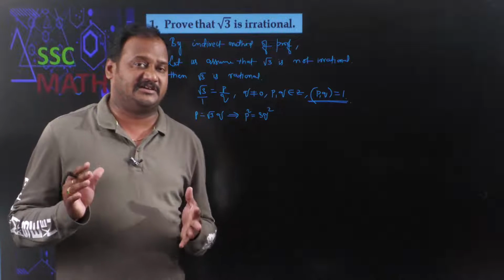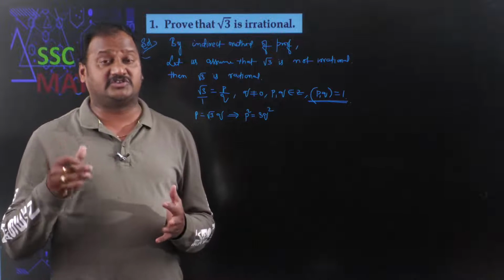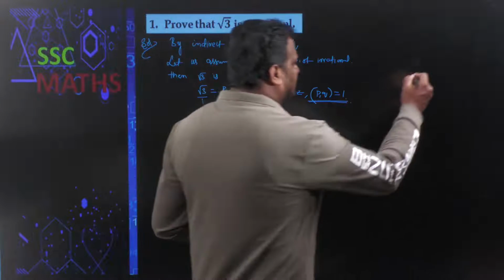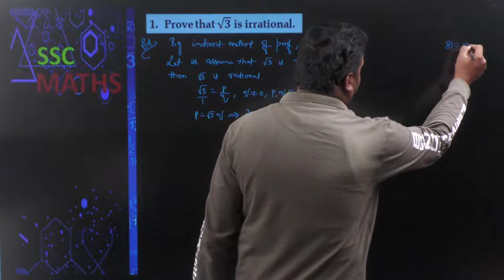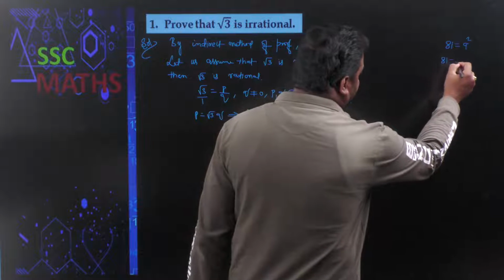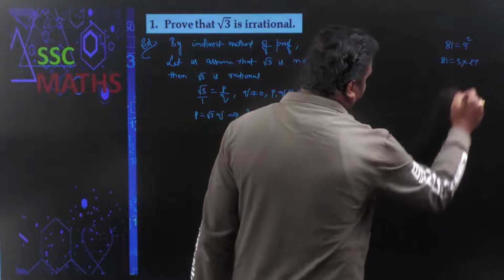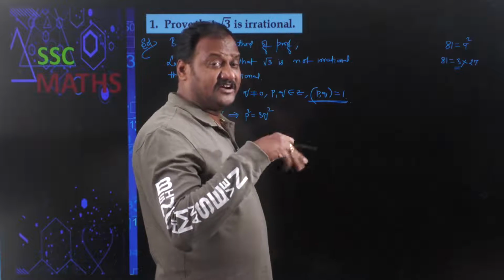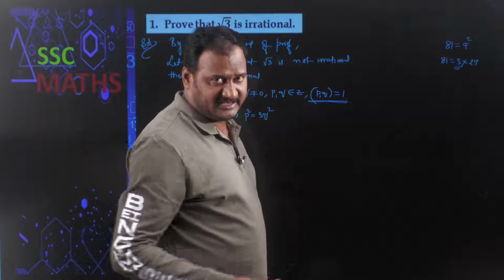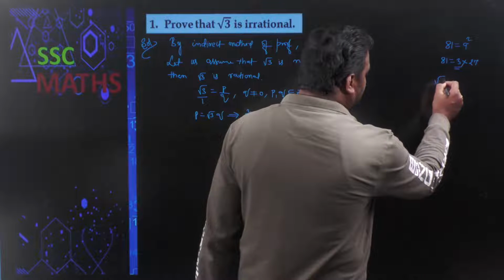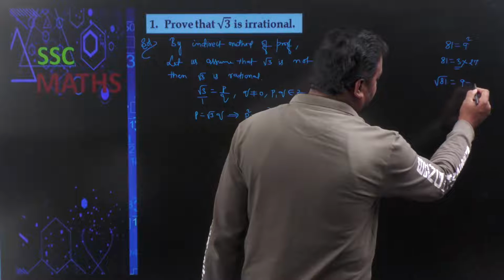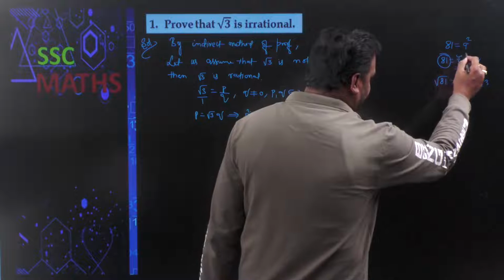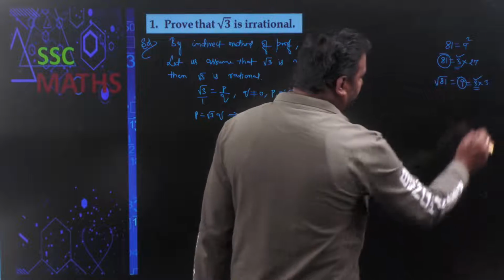So, tell me one number which is a square number and also a multiple of 3. Can I take 81? So 81 is a square number because you can write 81 as 9 square, and 81 can be written as 3 into something, whatever that something is. Correct? So 81 is a multiple of 3. Then what is square root 81? Square root 81 is equal to 9, which can also be written as 3 into something, right? So if 81 is a multiple of 3, then square root 81 is also a multiple of 3.